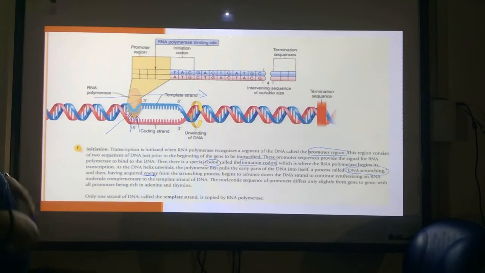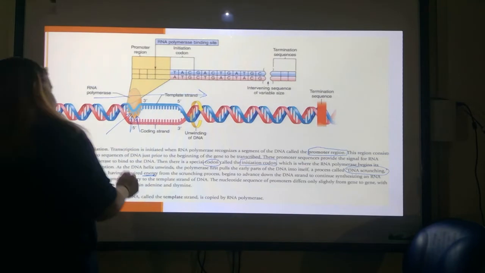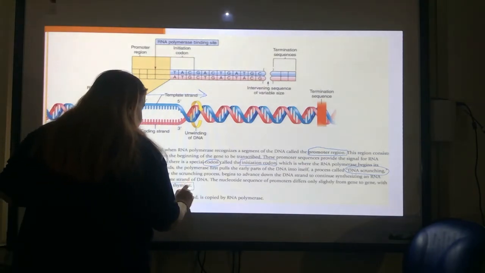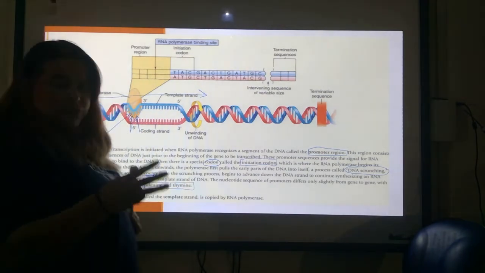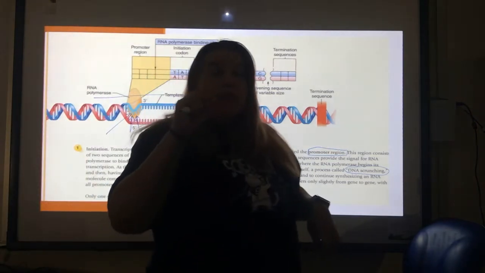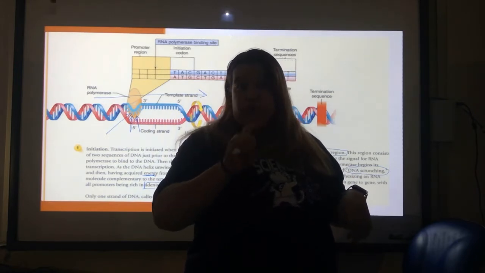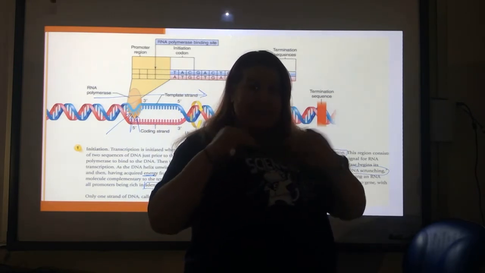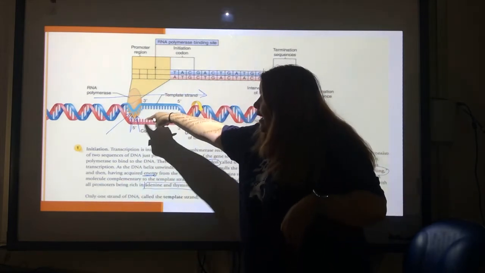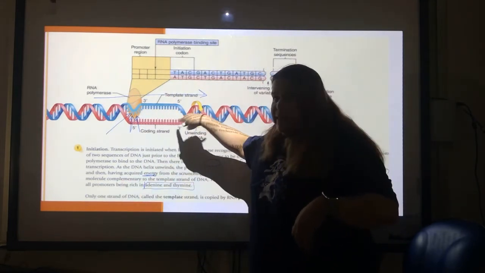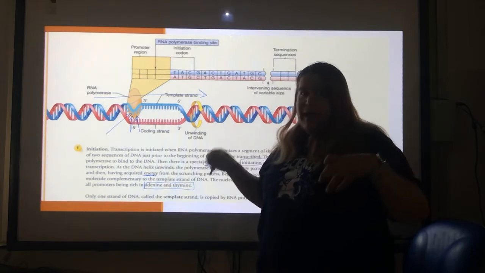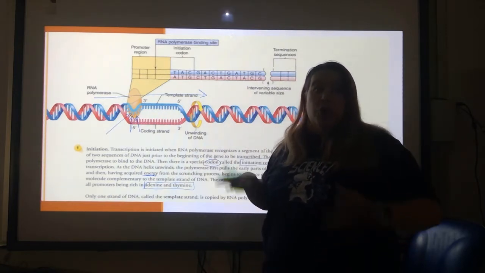The nucleotide sequence of the promoters differs only slightly from gene to gene, with all of the promoters being rich in adenine and thymine. This goes back to that 2 bonds versus 3 bonds thing. 2 bonds are easier to break apart than 3. Having an AT-rich region means that it's easier to pull apart so that I can get in here and read my strand to make my mRNA notes or copy.